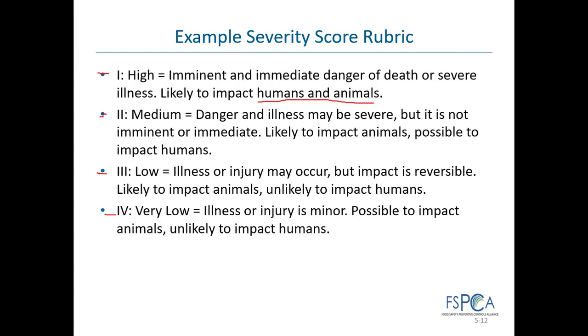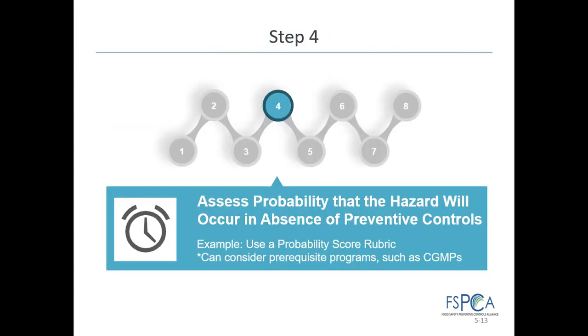So once we figured out the severity, the next step is the probability. So I know if it's going to cause illness or injury. Now I need to know how likely it is to occur. And remember that our CGMP program plays a big role in this. If I have good CGMPs, the probability of hazards happening is lowered.